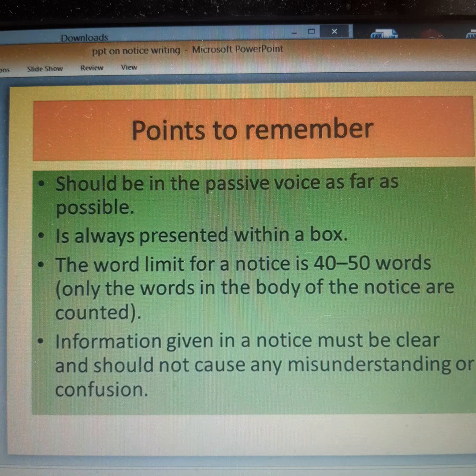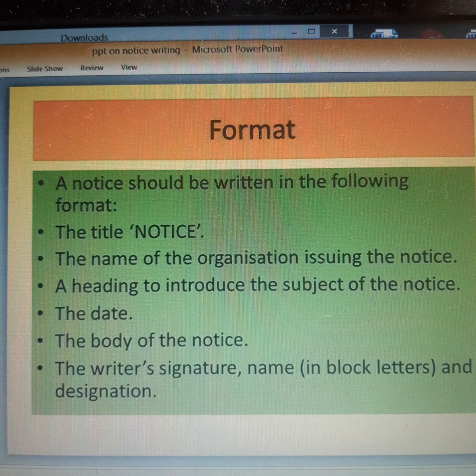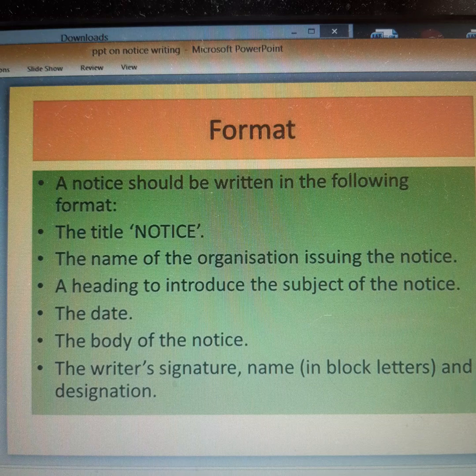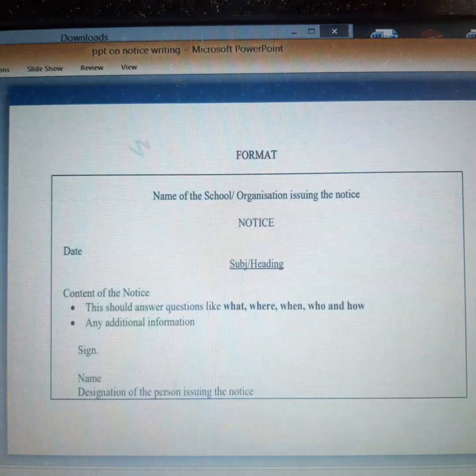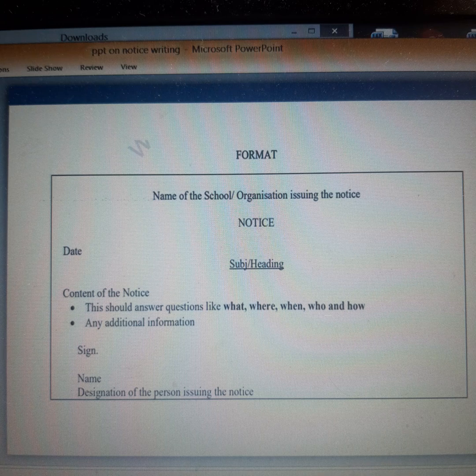Moving on to the next slide, children. The format. A notice should be written in the following format, children. First of all, please notice this, children. The name of the organization should come first. Okay, let me move on to the next slide. I'll explain with this format. Just pay attention over here.